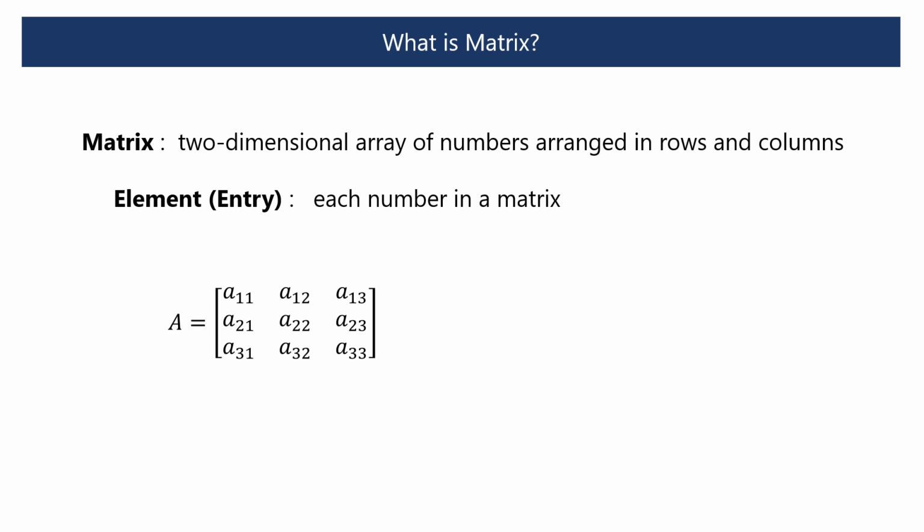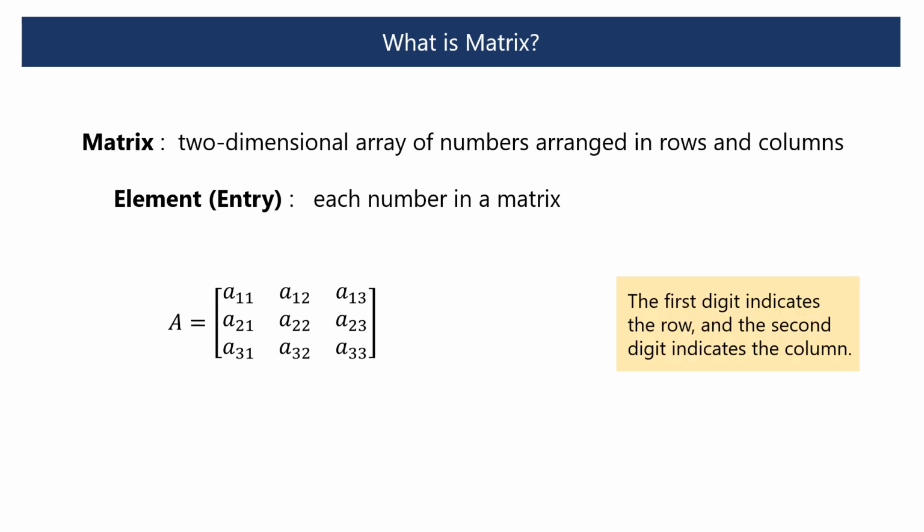Let's consider a matrix A. We could describe it in this way. In this matrix, each small letter a followed by two digits represents a single element. The first digit after a indicates the row, and the second digit indicates the column of that element.